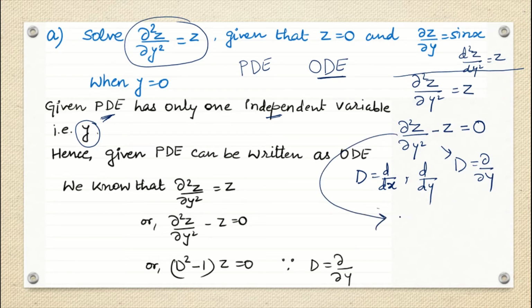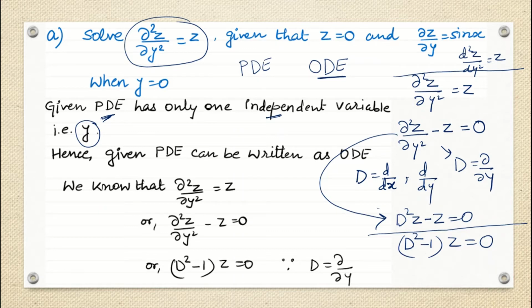So if D is del by del y, I can rewrite this equation as D2 z minus z equals 0, or I can write it as (D2 minus 1) z equals 0. Fine. So now how to solve this equation? Just imagine that this is an ordinary differential equation, and this type of solution we had covered in lecture number 2 and lecture number 3.